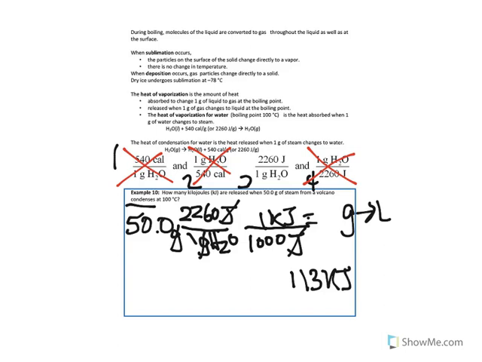113 kilojoules of energy. There are 3 significant figures in the 50.0 grams. This is an exact value, so we don't worry about sig figs. And there are 3 significant figures in this conversion factor. So 3 significant figures is good enough for our answer. 113 kilojoules.